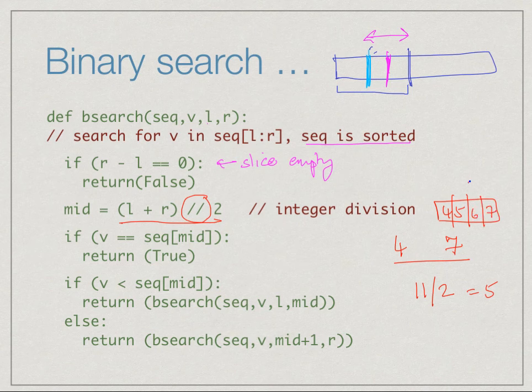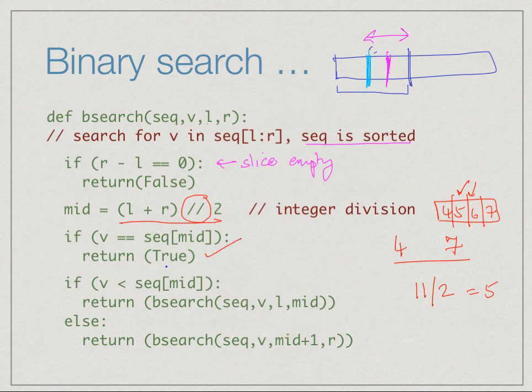Right? So we could either choose 6 or 7 next to split it into two parts, because we're going to examine 6 and then look at 4, 5, and 7, or look at 5 and then 4 and 6. So if you do integer division, then we will pick the smaller of the two. So we find the midpoint. Now we check whether the value is the value at that midpoint. If so, we return true.